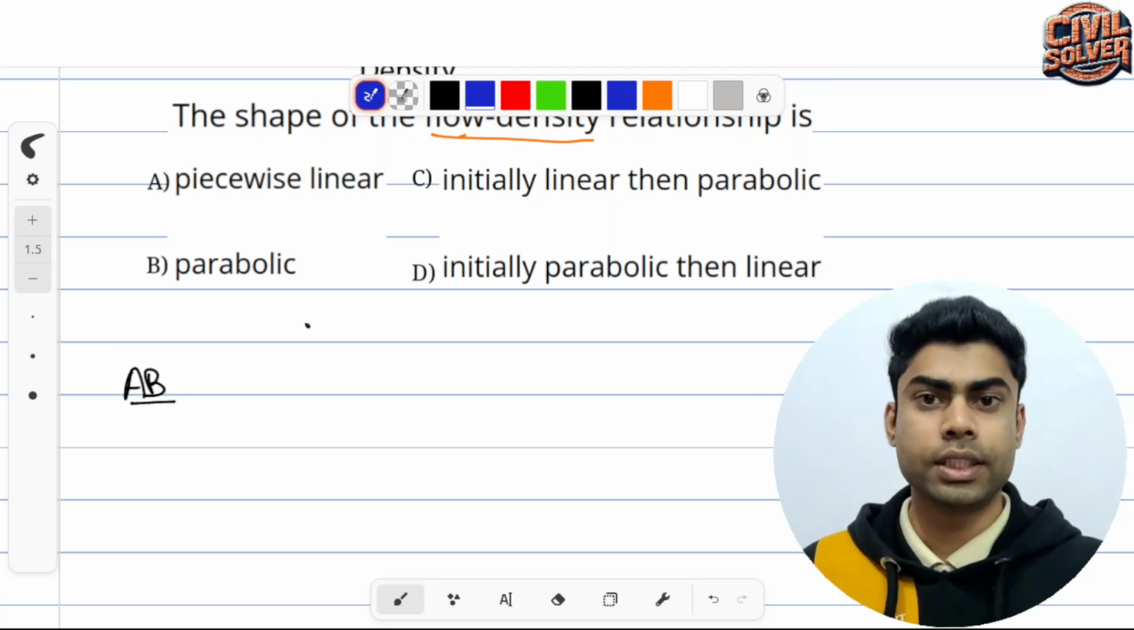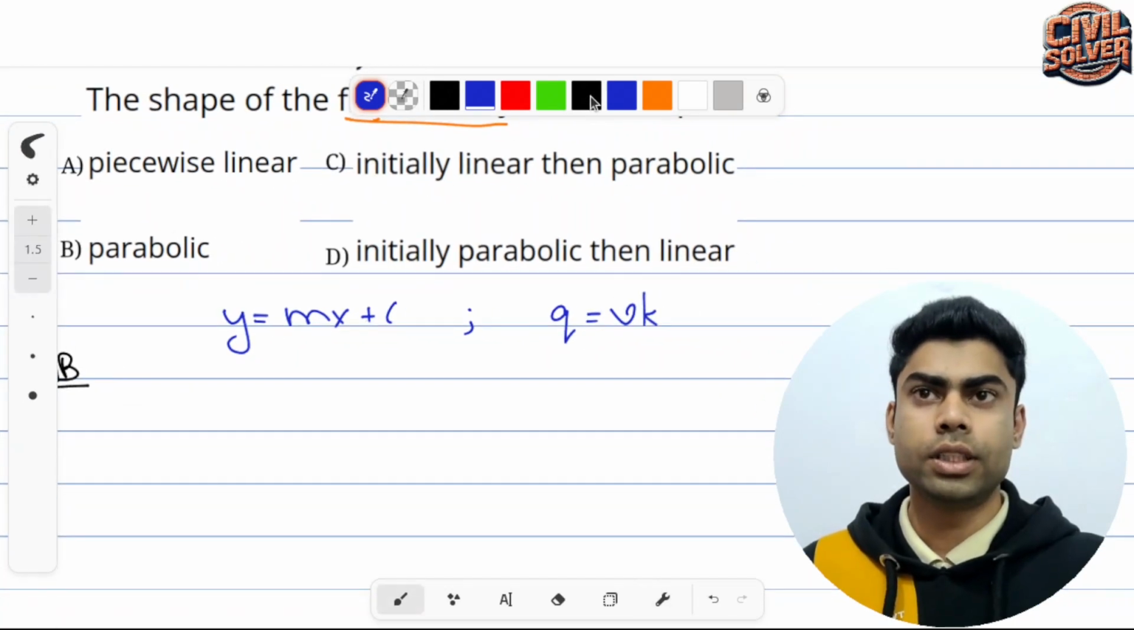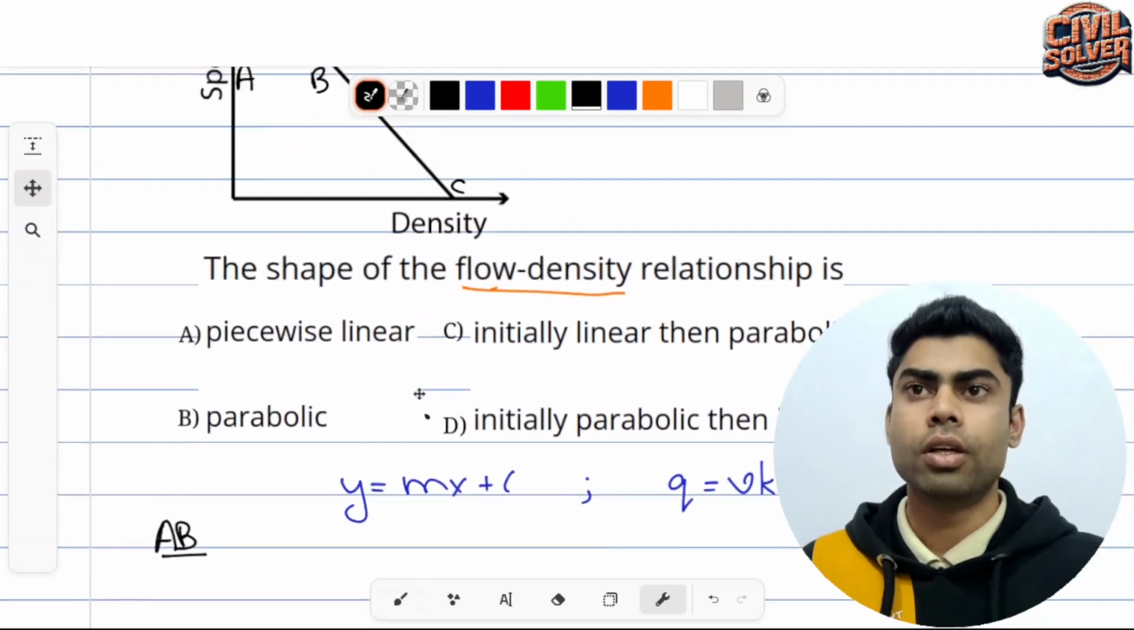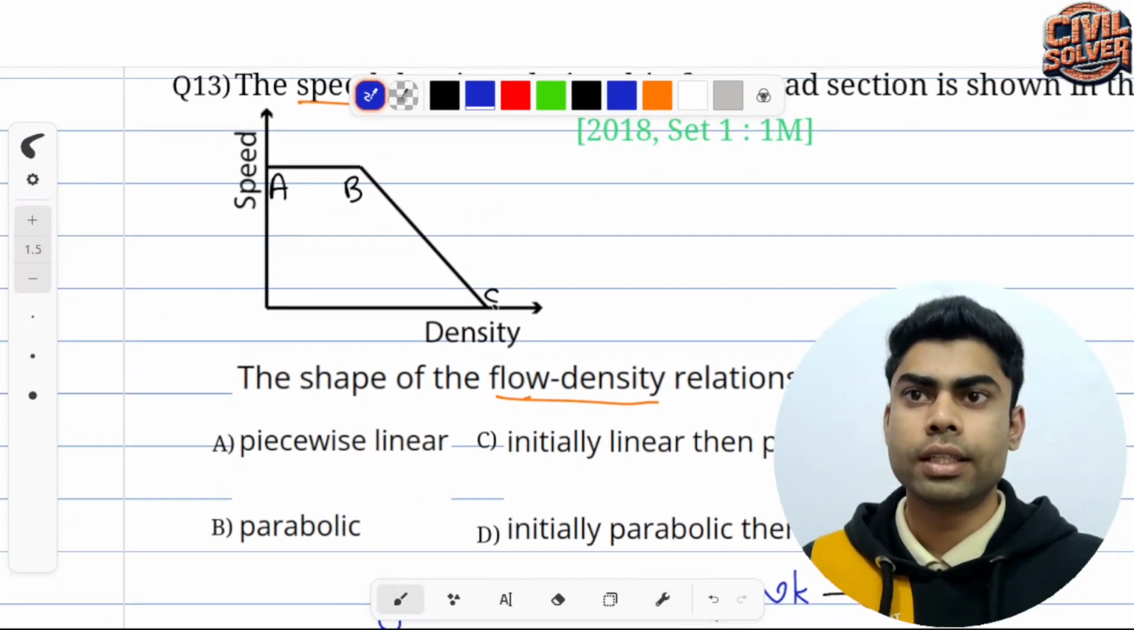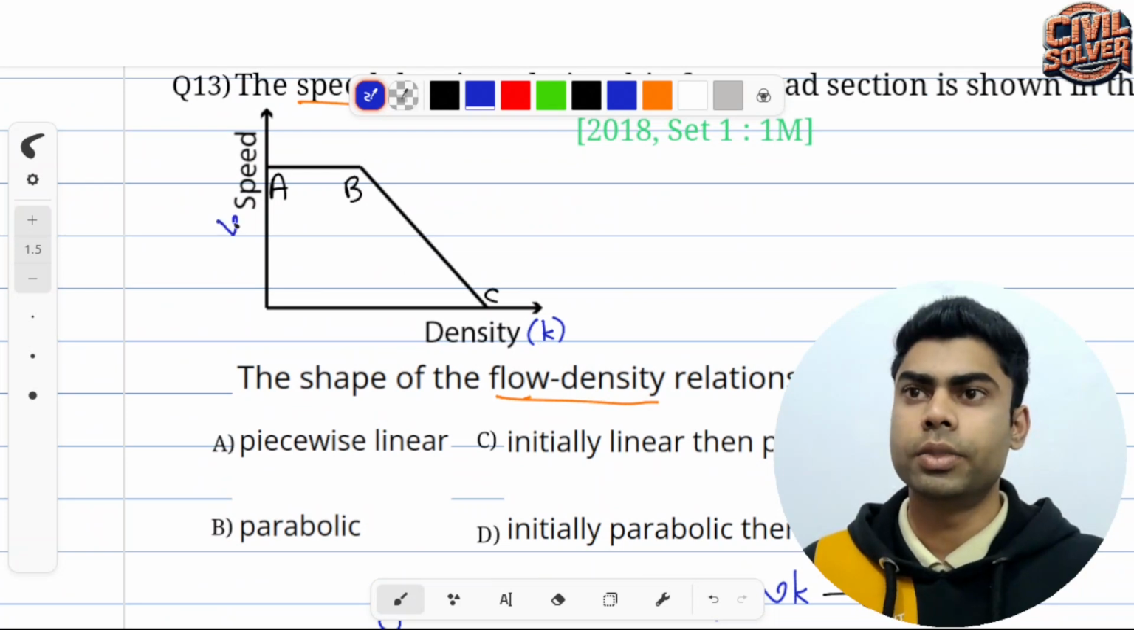The first one is the standard equation of a straight line, that is y is equal to mx plus c. And the second one is the basic flow equation, q is equal to vk. Let us number this equation as equation number 1. Okay, now let us look at the graph. Here the x-axis, x, is simply the density k and y is simply the speed v.